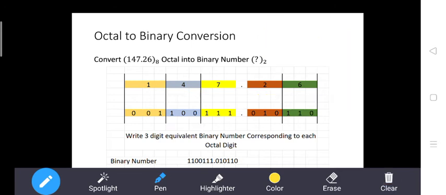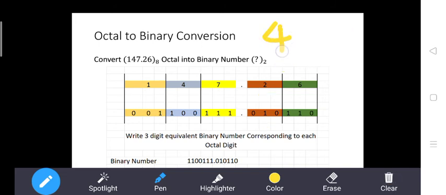Next, 4 2 1. Next octal number is 7. To make 7, I need to add 4 plus 2 plus 1. 4 plus 2, 6. 6 plus 1, 7. So my binary code is 111. Next, 4, 2, 1. To make octal number 2, I need to add only 2. Remaining terms are 0. So my binary code is 010.